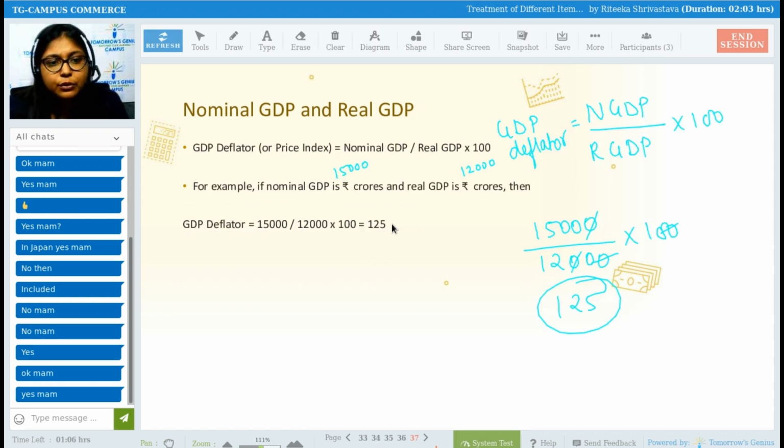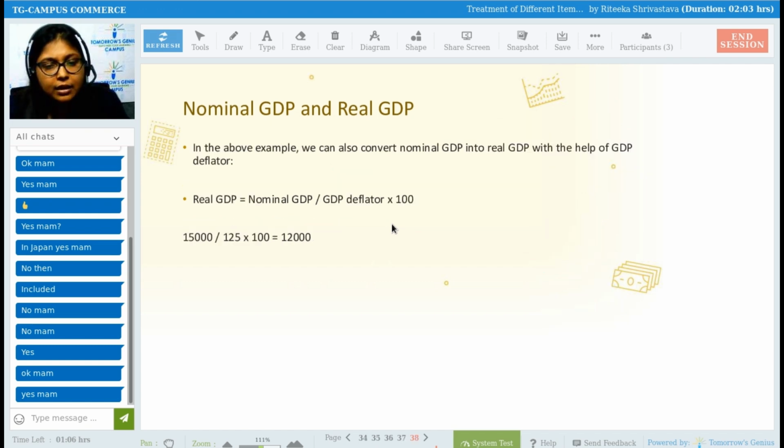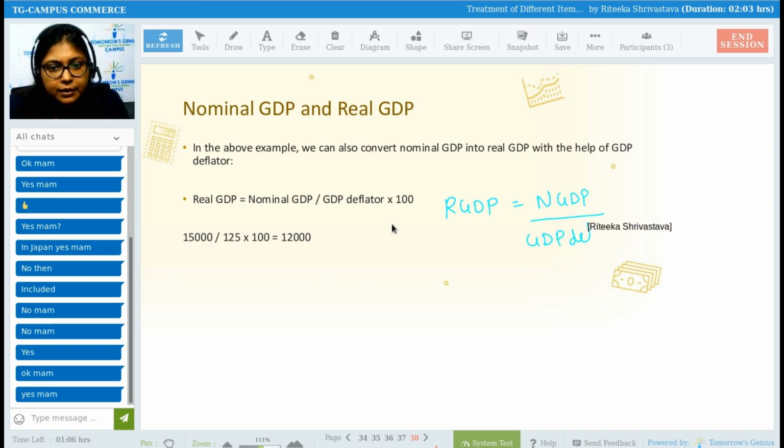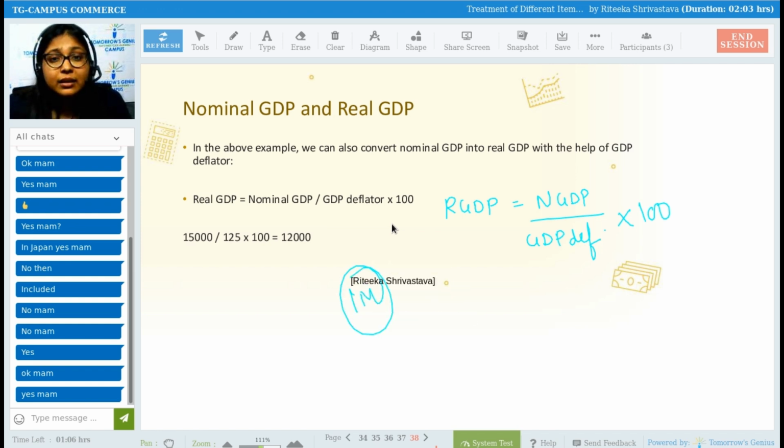Now, if I want to find out real GDP, it will go here, and GDP deflator can come here. So now how can we find out real GDP? Real GDP can be found as nominal GDP upon GDP deflator into 100. That's all. Okay. Small formulas expected for 1 mark.